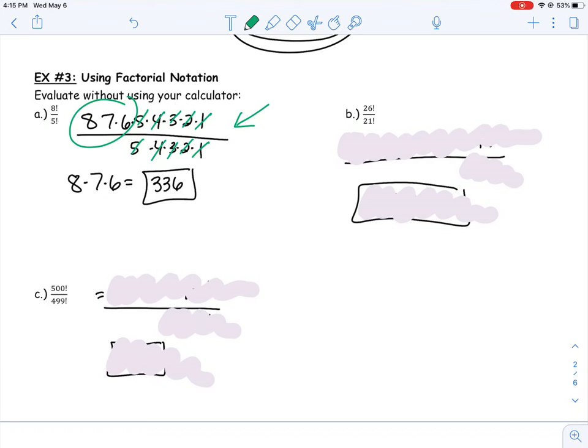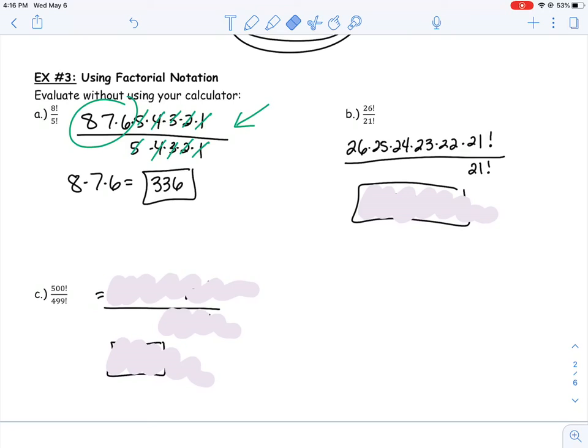Let's look at B. B says that we have 26 factorial divided by 21 factorial. Okay, here we go. What does 26 factorial mean? All right, 26, 25, 24, 23, 22, all the way to 1. Now you could write it out if you want to, but wait a second. Think about what's happening in the denominator. Don't we have a 21 factorial, which means 21, 20, 19, 18, and all the numbers down to 1?